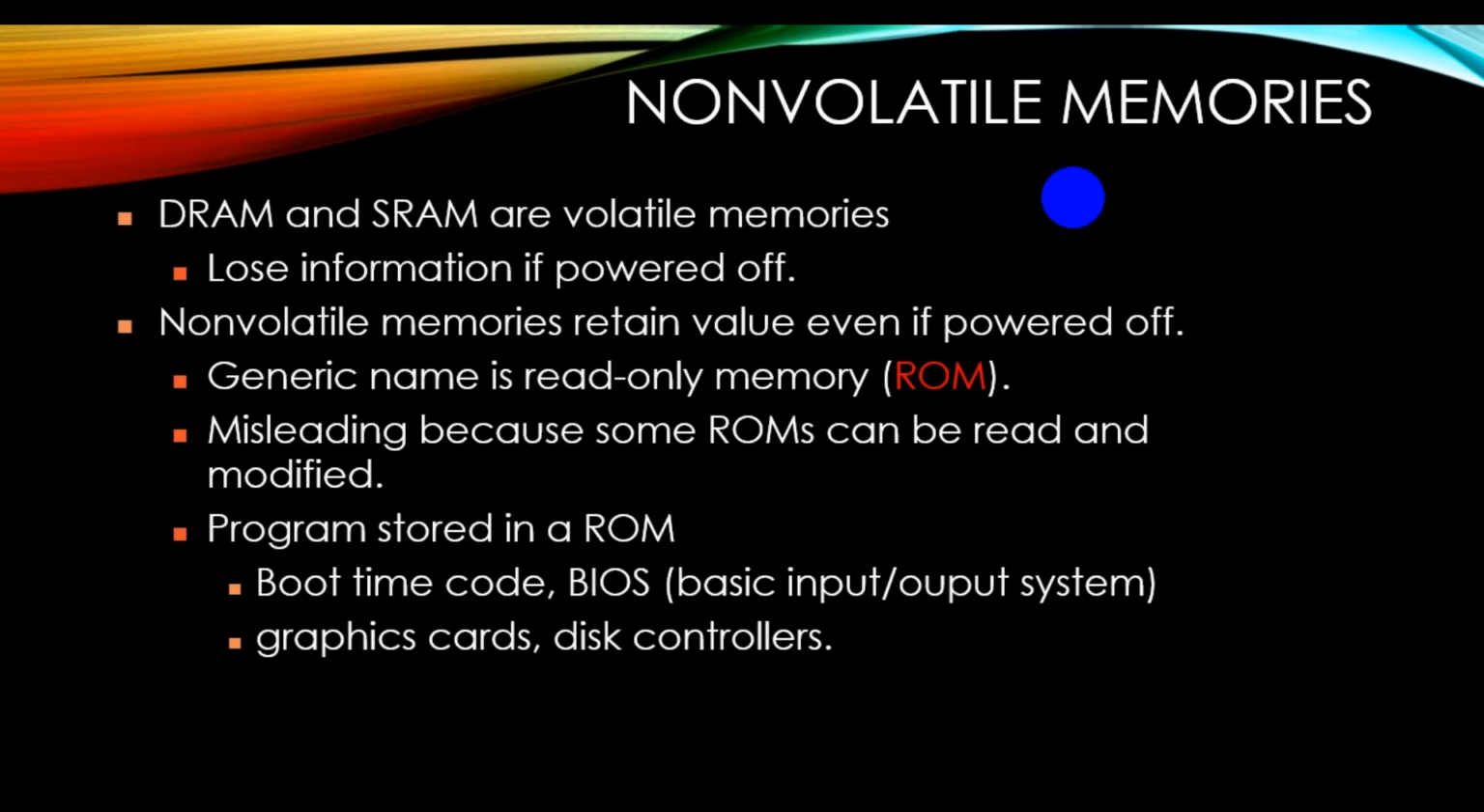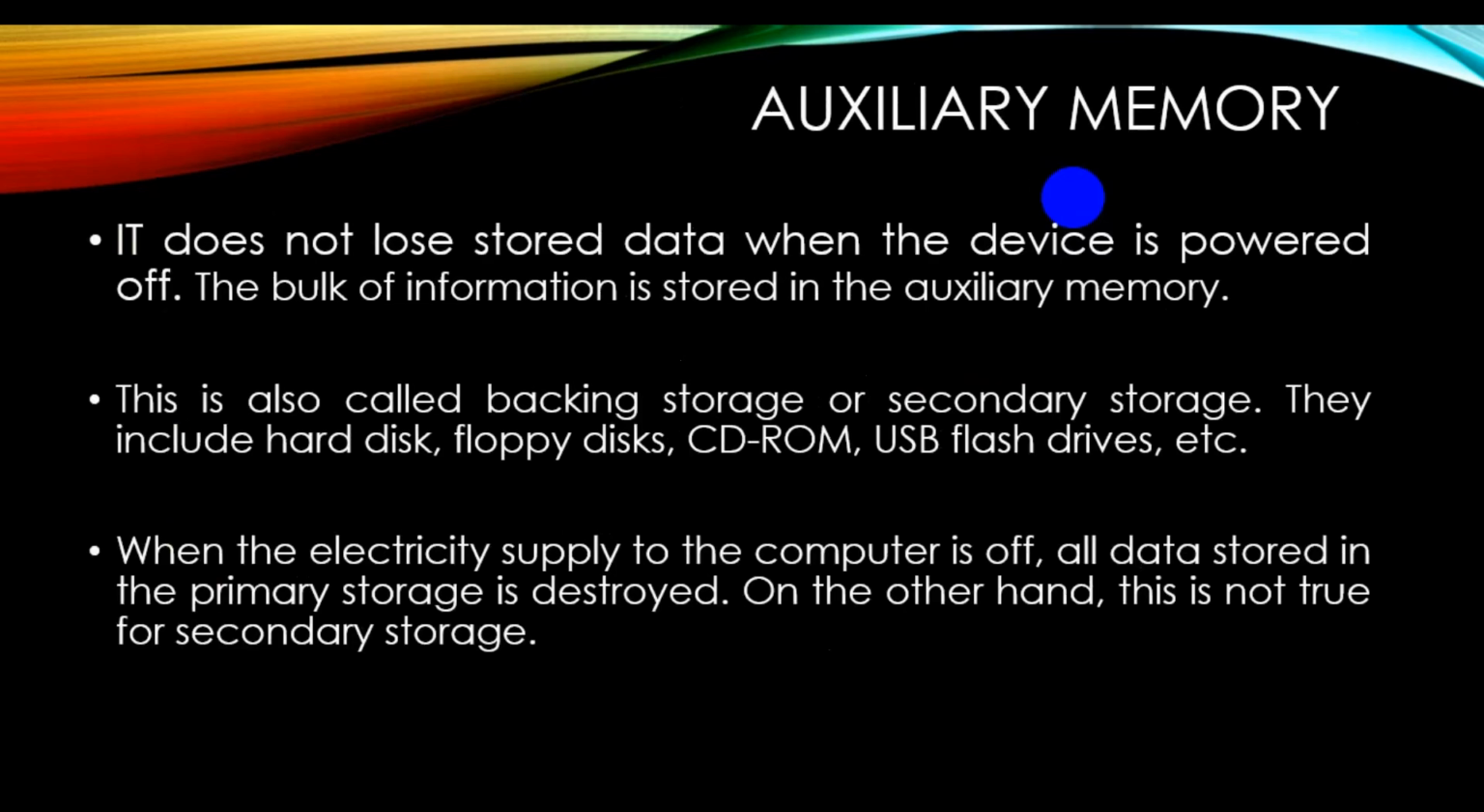Now auxiliary memory. It does not lose stored data whenever the device is powered off. Bulk information is stored in the auxiliary memory. This is also called backing storage or secondary storage. It includes hard disk, floppy drives, CD-ROM, USB drives, etc. Many more drives can store data, so it is called secondary storage memory. Primary memory is RAM and ROM. When the electricity supply to the computer is off, all the data stored in the primary storage is destroyed. On the other hand, this is not true for secondary memory.